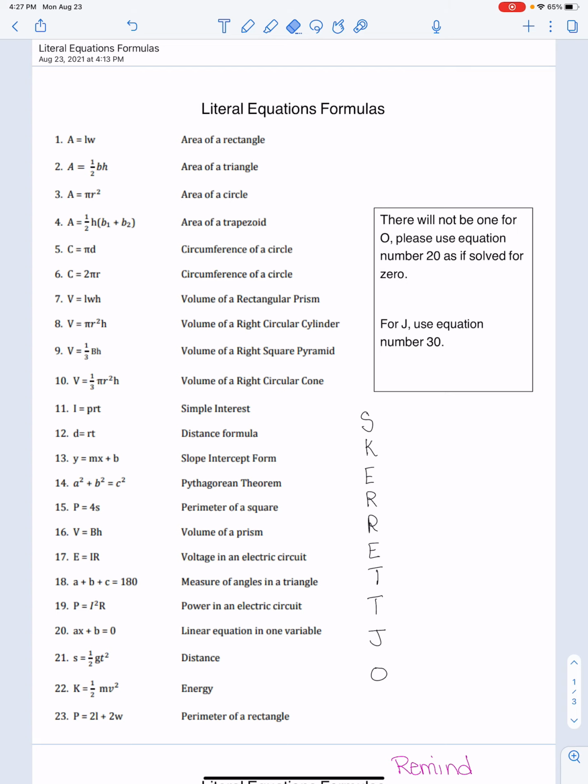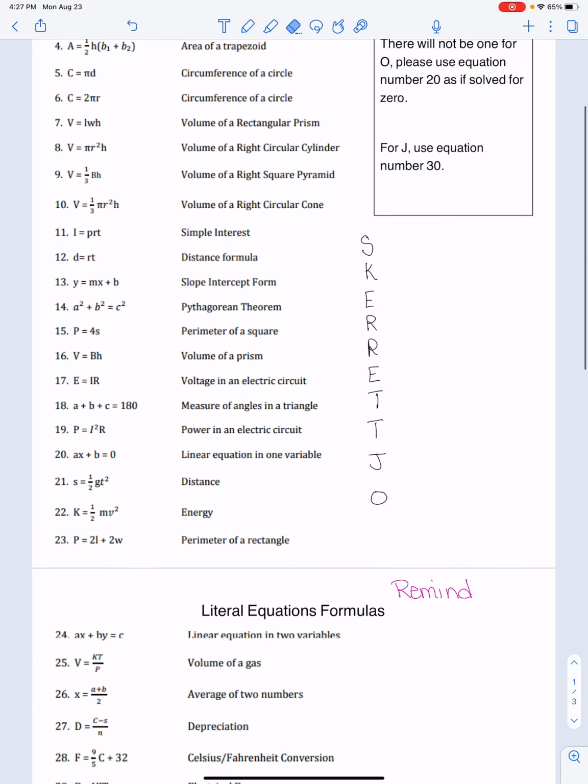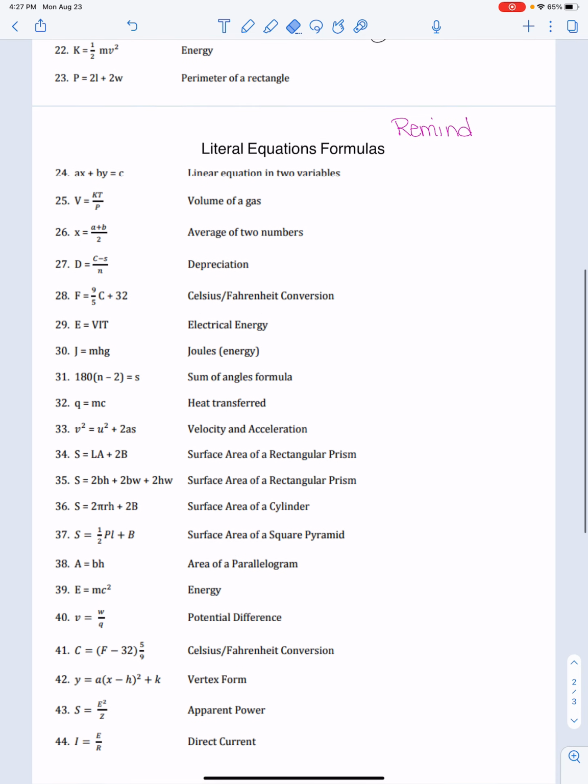And now I'm going to go ahead and scroll on to the second page, because remember there are 44 formulas that we could look at, all right?